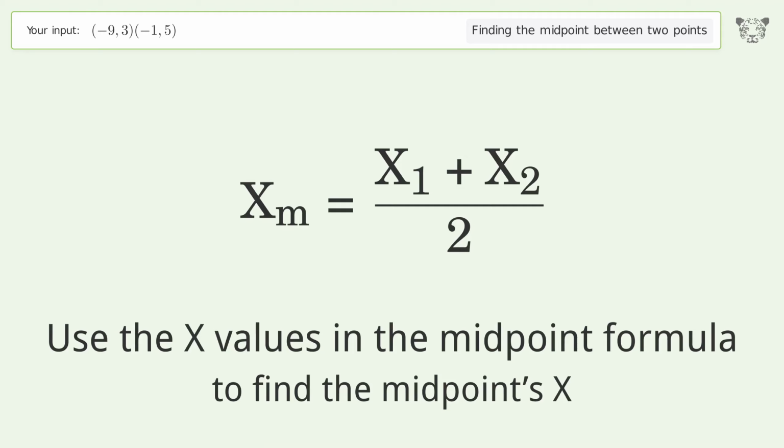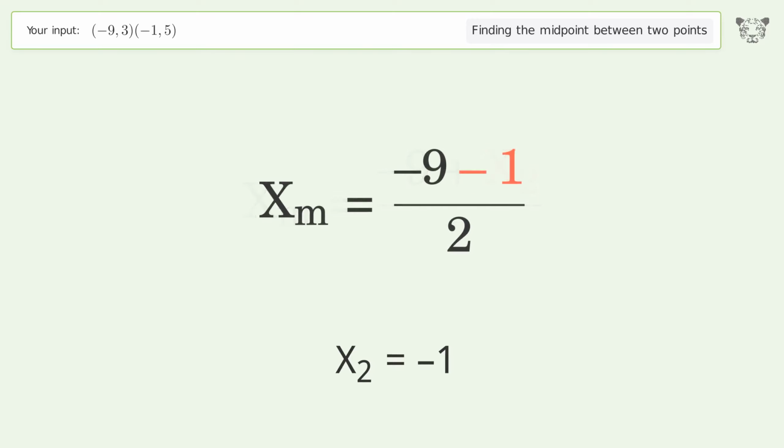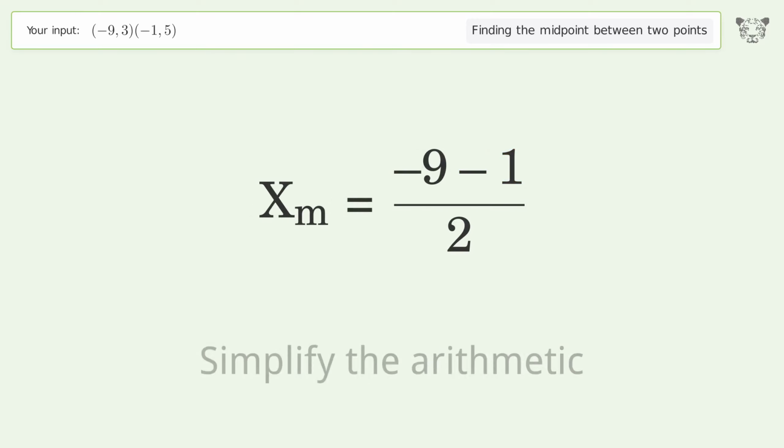Use the x values in the midpoint formula to find the midpoint's x. x1 equals -9. x2 equals -1. Simplify the arithmetic.